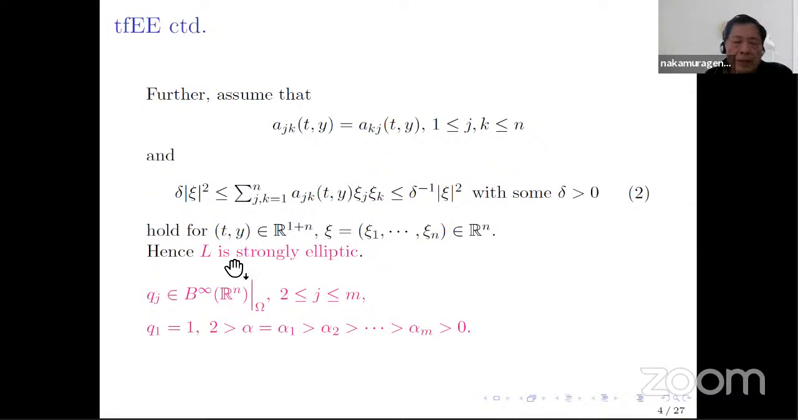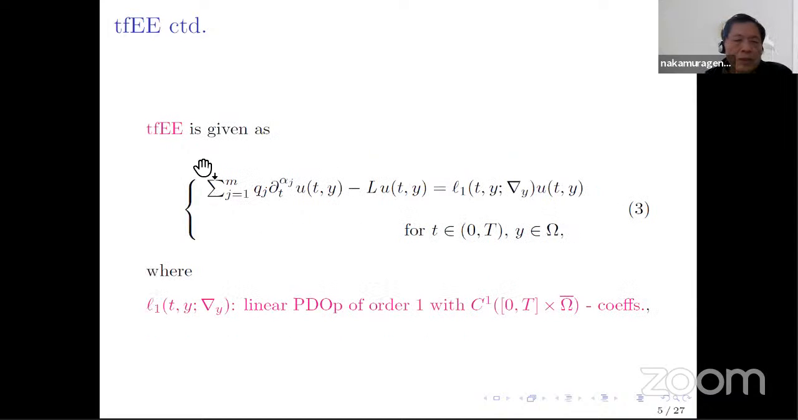The operator L is assumed to be strongly elliptic. That is, I'm assuming the symmetry for the a_jk, and also the positivity for the matrix a_jk, given by this inequality. Now, I'm going to introduce q_j and also alpha_j. For j between 2 and m, q_j belongs to this function space, and q_1 is taken to be equal to 1. And the alpha_j are indices labeled in descending order, and they are between 2 and 0. And for alpha_1, I just denote it by alpha.